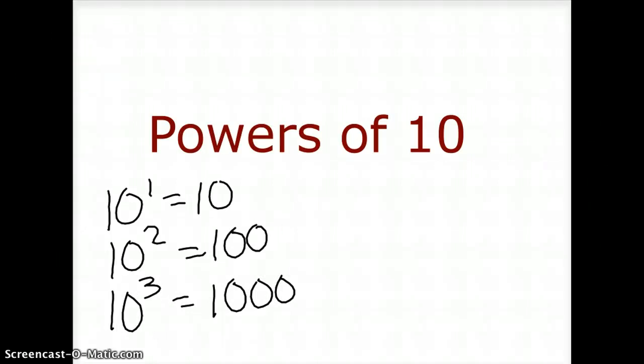Before I get any further, I just want to point out something that's going to be helpful to us later. Notice that 10 to the first power has 1 zero, 10 to the second power has 2 zeros, and 10 to the third power has 3 zeros. The exponents and the number of zeros should match up. This is information we're going to use later.